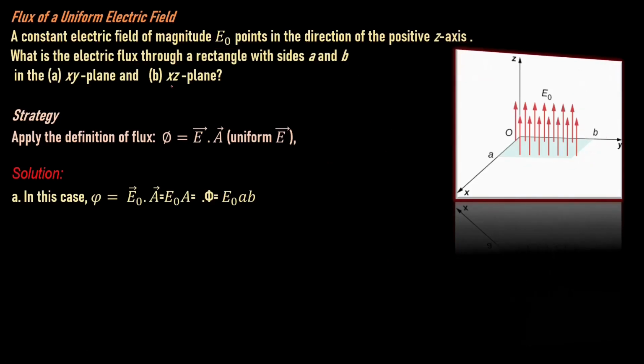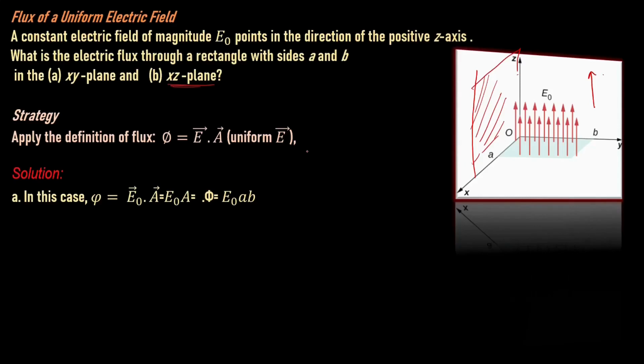Now let us see the second situation, and that is when the area lies in the XZ plane. Let us depict the situation. For that we have to assume this is the area which is lying in this XZ plane. So this one will be the area which is lying in the XZ plane. So for this area element also, the electric field is pointing along the z-axis.